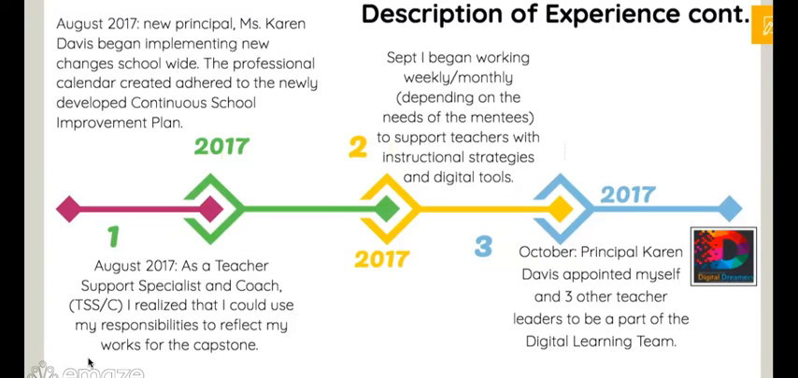In October, Principal Karen Davis appointed myself and 3 other teacher leaders to be a part of the digital learning team. I served as a liaison between the digital learning team at the county level and the faculty at Redan Middle. This opportunity allowed me to, 1, share technology updates and rollouts with the leadership team and faculty. 2, demonstrate new ways to complete various tasks digitally. 3, report any questions or concerns back to the digital learning team, which is located in the district office.